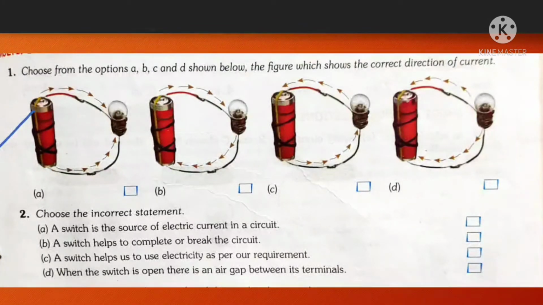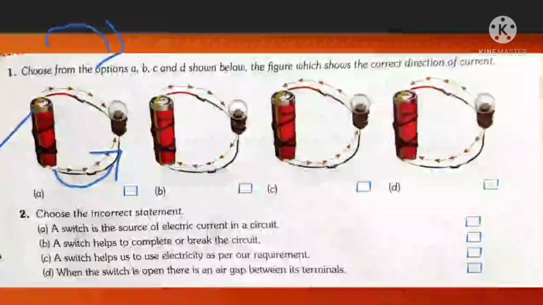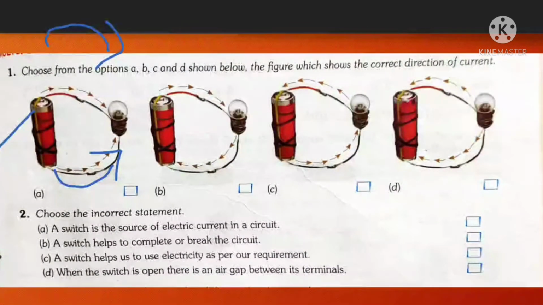So the first one is, can you see that the current is moving from one side of the cell and from the other side of the cell, which is impossible. From both the ends of the cell, current cannot move. Current always moves from the positive side and goes towards the negative side. This is called the flow of current. Come to the second option.